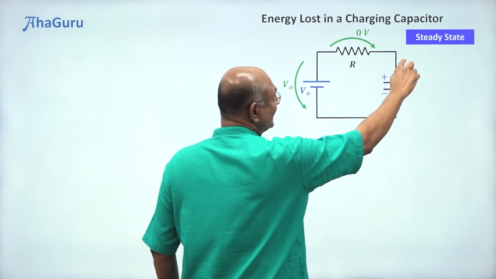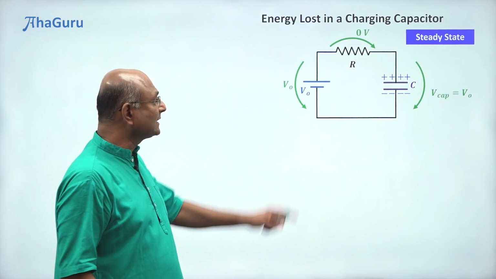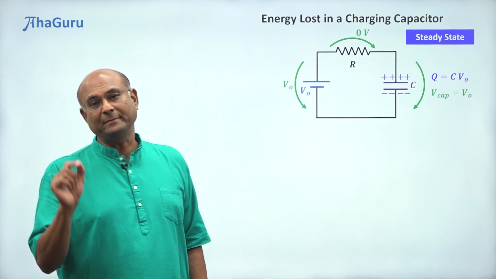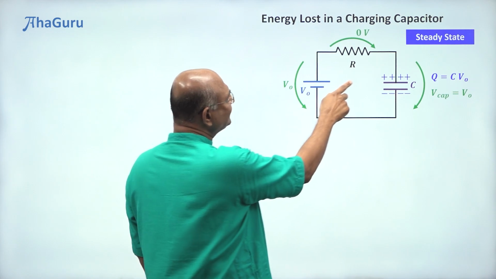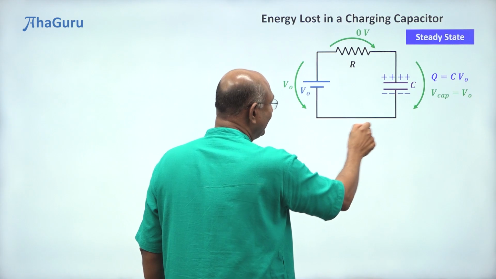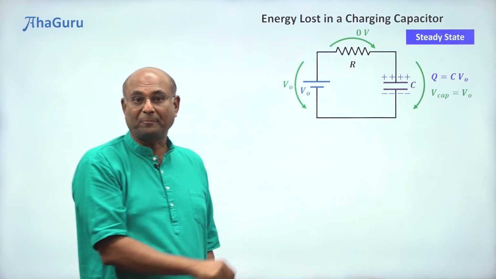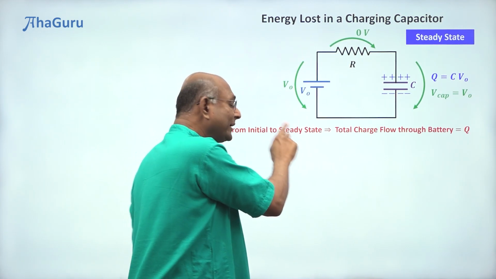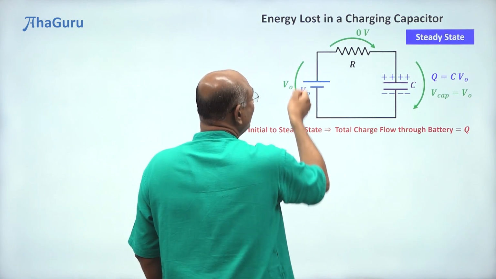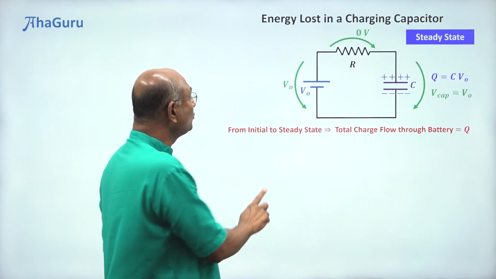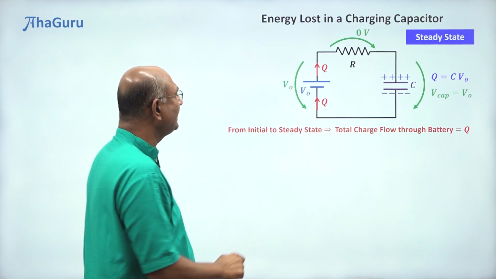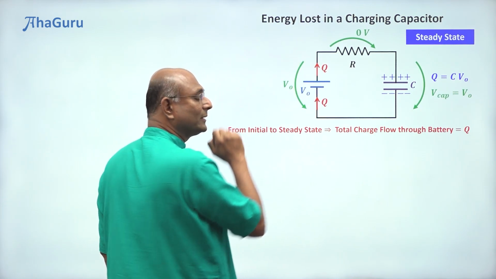Kirchhoff's voltage law tells us that the potential drop across the capacitor must be equal to V0, and so the charge on the capacitor must be C times V0. How did this capacitor get this charge Q? This battery took this charge from the bottom plate and deposited it on the top plate. So that means during the charging phase, from the initial state to the steady state, Q is the charge that went through the battery. The charge flow through the battery is Q in this direction, right? So there was a charge of Q flowing through the battery.